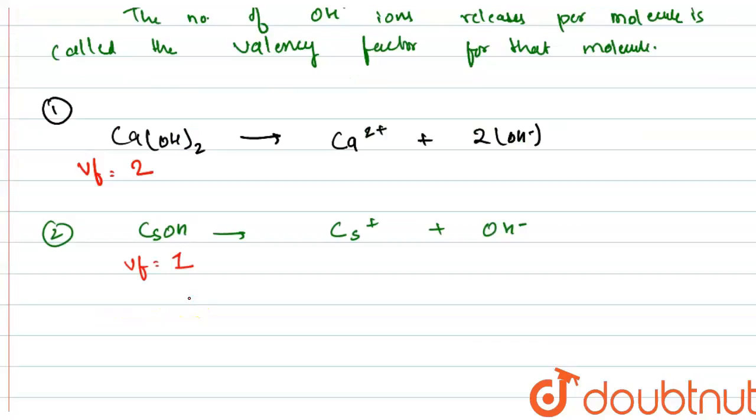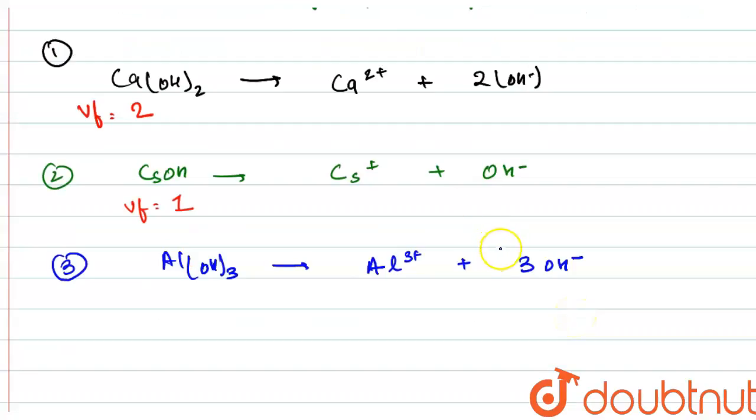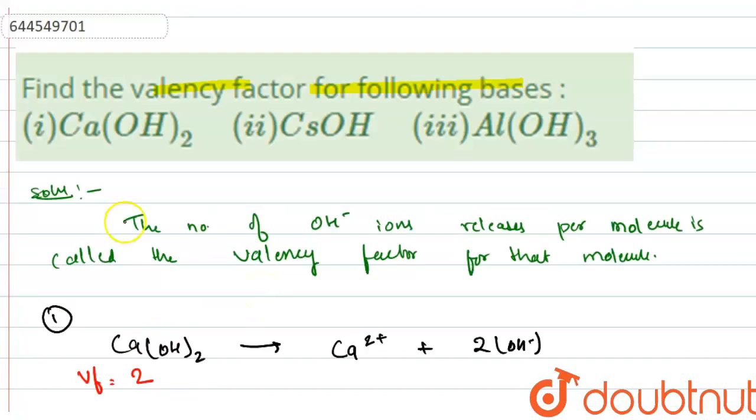The third one is Al(OH)3, which is aluminum hydroxide. It dissociates into Al3 plus along with 3 mole of OH minus. As you can see that there are 3 of OH minus released per molecule. Therefore valency factor for Al(OH)3 is 3. So 2, 1 and 3 are the valency factor for Ca(OH)2, CsOH and Al(OH)3 respectively.